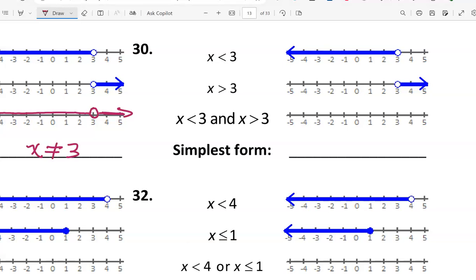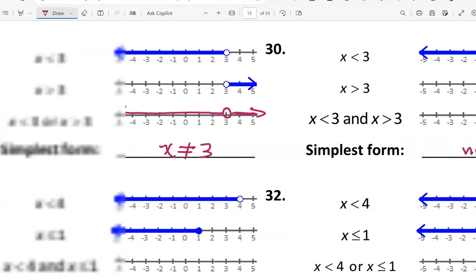We have the same two sets in number 30, joined by the word "and." "And" indicates that we are looking for the intersection, or what the two sets have in common. Well, they don't cross, so they have nothing in common. So that means that there is no solution and nothing to graph.